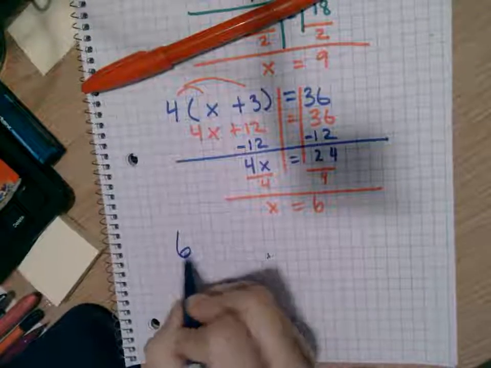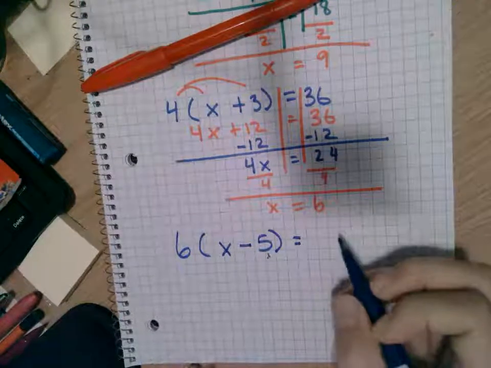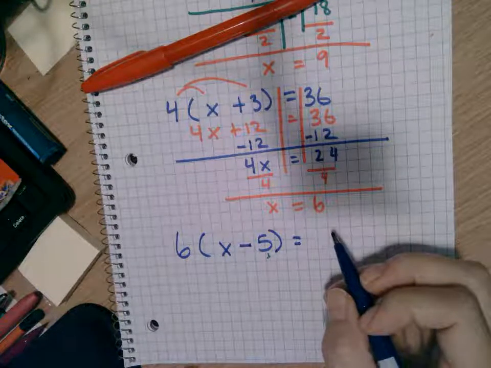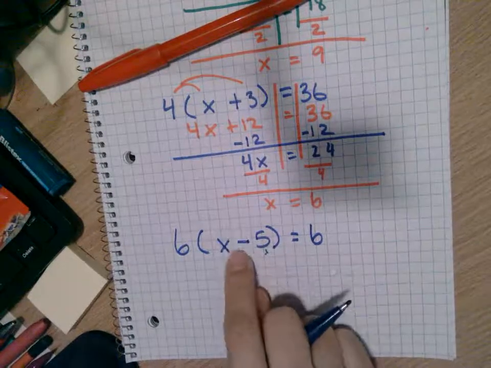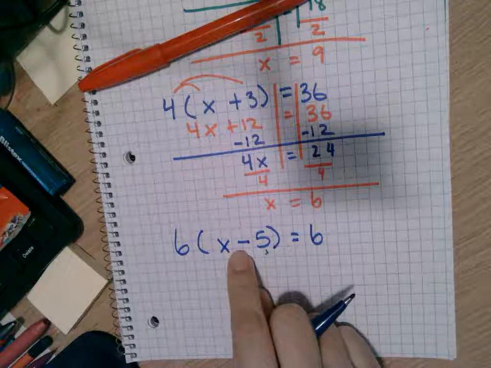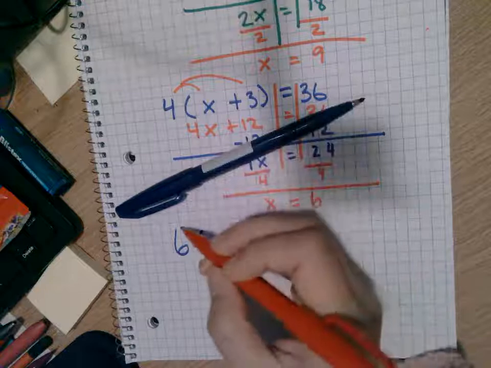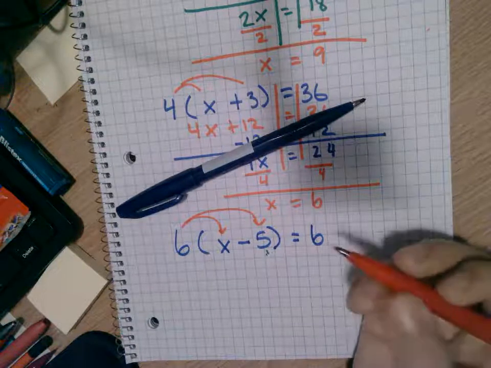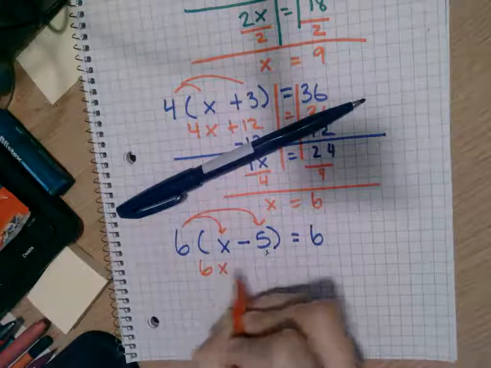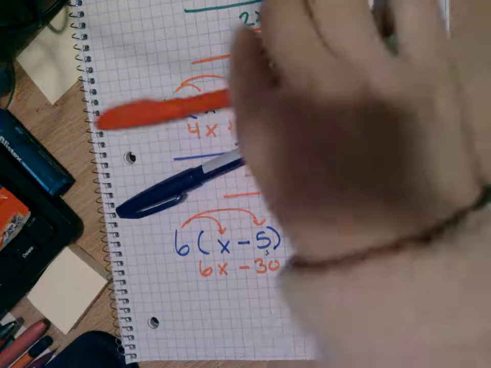Okay. Now what if you have a problem that looks like this? Has a minus right there. Are we still going to be doing the same thing? Yeah, you're still going to be doing the same thing. You're still going to be distributing the 6 to everybody. So you get 6x minus 30 equals 6, right?